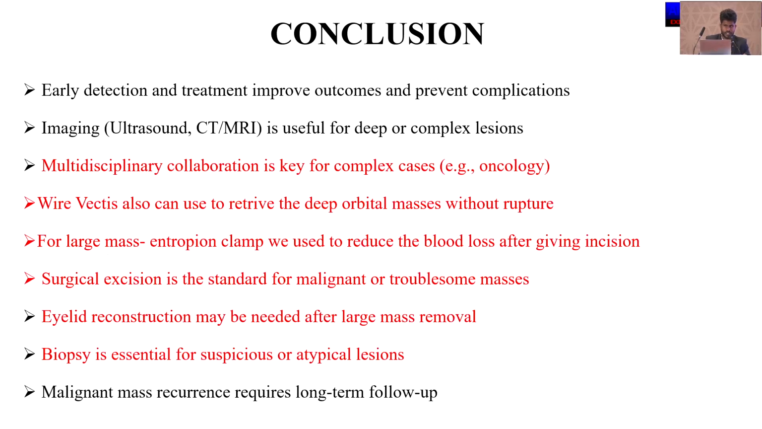Conclusion: early detection and treatment improve the outcome and prevent complications. Multidisciplinary collaboration, like with the oncology department, is key for complex cases. Wire vectis can also be used to retrieve a deep orbital mass without rupture. For large masses, we used epinephrine infiltration to reduce the blood loss after giving the incision. Eyelid reconstruction may be needed for large mass removal. Biopsy is urgent for suspicious or atypical lesions. Malignant mass recurrence requires long-term follow-up. Thank you.